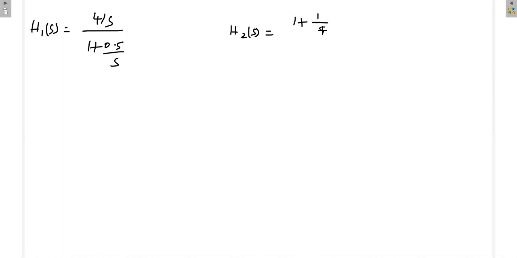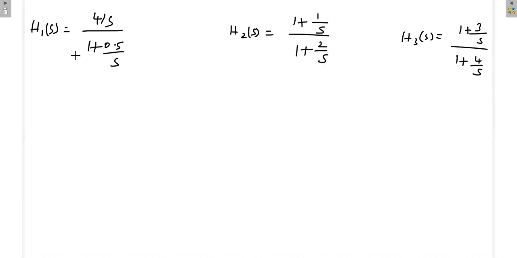Before going to that realization, I will first write that transfer function. H1 of S is equal to 4 by S divided by 1 plus 0.5 divided by S. H2 of S is equal to 1 plus 1 by S, 1 plus 2 by S. H3 of S is equal to 1 plus 3 by S divided by 1 plus 4 by S.